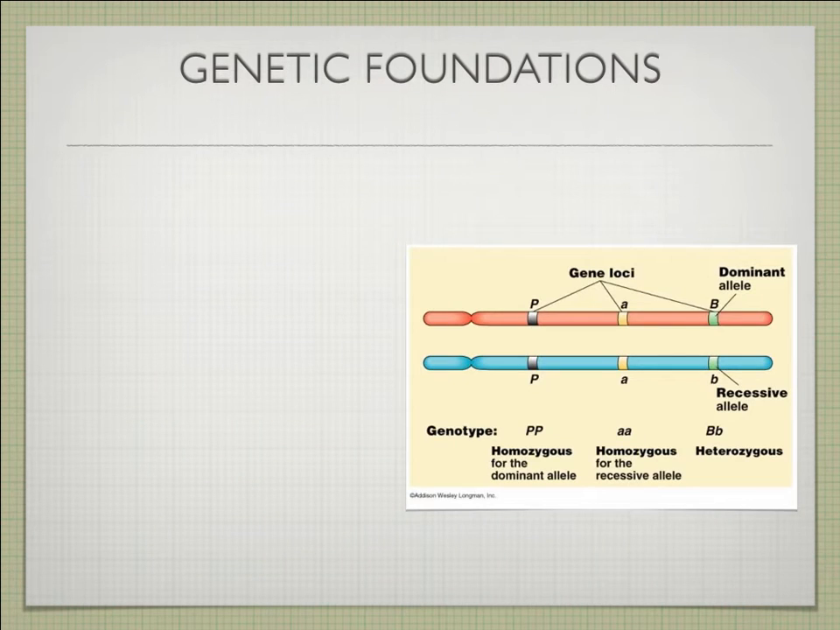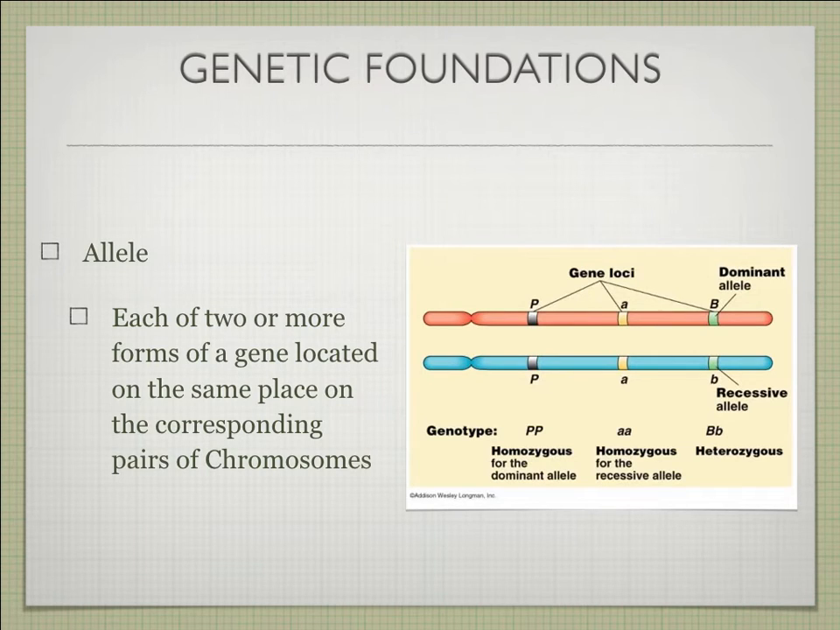So, how all these different things that make up all of our different behaviors and all of our different phenotype expressions are coming down to alleles. Each of 2 or more forms of a gene is located on the same place in the corresponding pair. So you have a pair of chromosomes, again, one from the paternal side, one from the maternal side, and those on the same place will have matching genes.